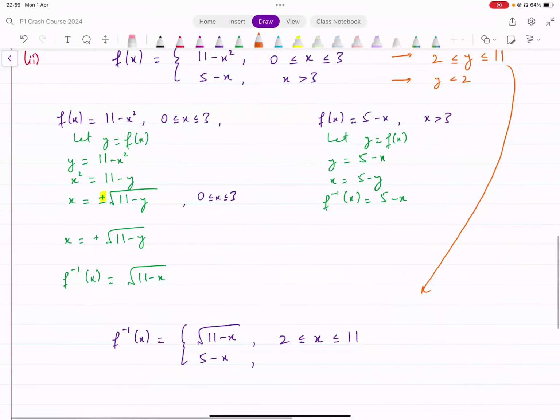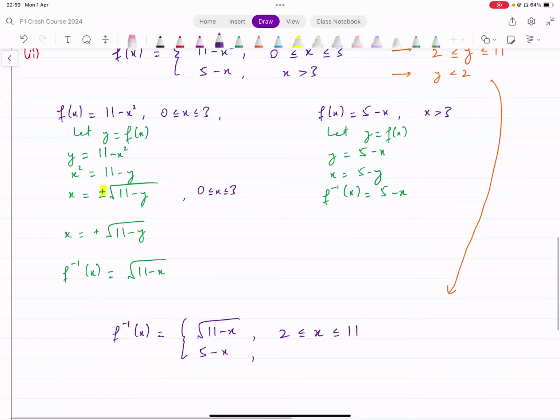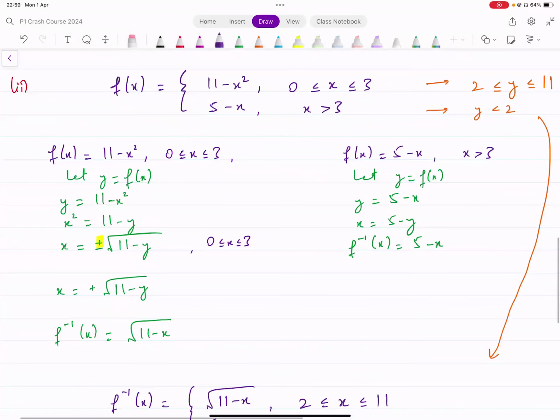Now, if the range of this part is y less than 2, what about the domain of this part? That's going to be x less than 2. So this is x less than 2. Although this is also okay, generally when we write functions like this, we write them in ascending order, in the sense that the smaller values of x should be written above. So the first part of the function should have smaller values of x, and the second part should have the larger values of x.